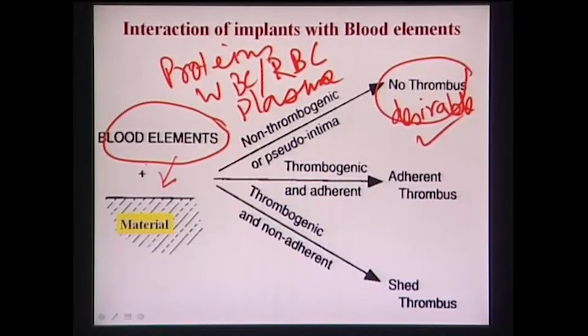Then it can be thrombogenic and adherent. Thrombogenic and adherent means you have thrombus formation, and this thrombus will be adhering to the biomaterial surface. The third one is thrombogenic and non-adherent. Thrombogenic and non-adherent means thrombus will be formed, but as the blood flow is continuous, under dynamic conditions, the subsequent blood flow will take away all the thrombus, and therefore it is non-adherent.